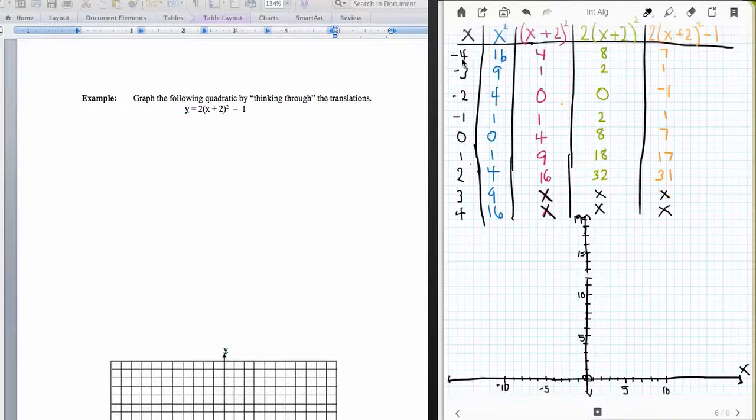So we have the -4 would give us a 16, -3 giving us a 9, -2 giving us a 4, -1 giving us a 1, 0 giving us 0, and then 1, 2, 3, 4 giving us the exact same values as -1 through -4.